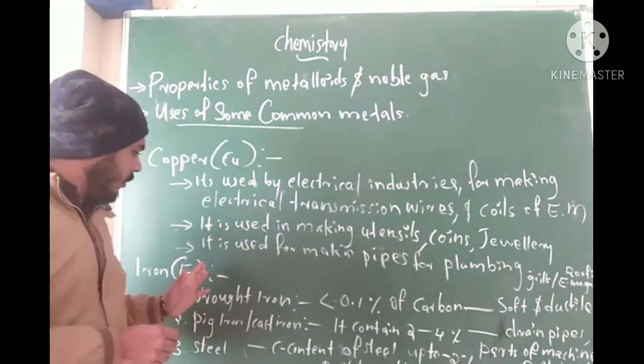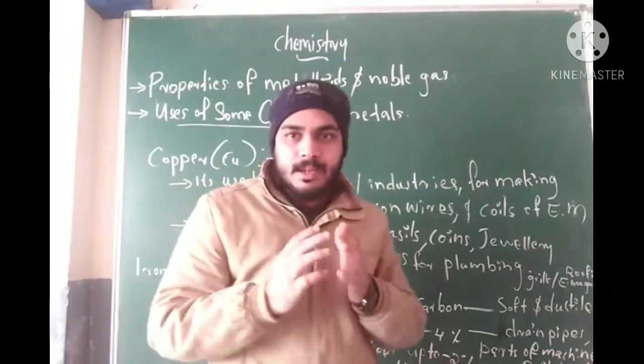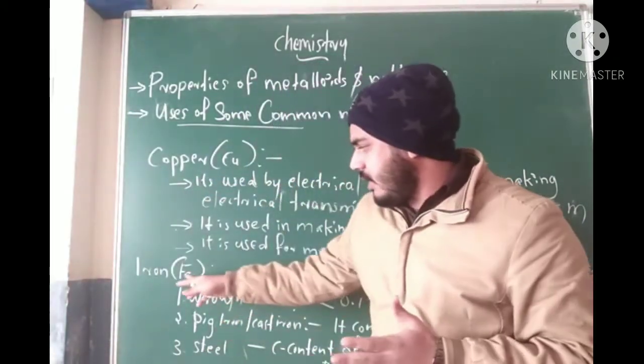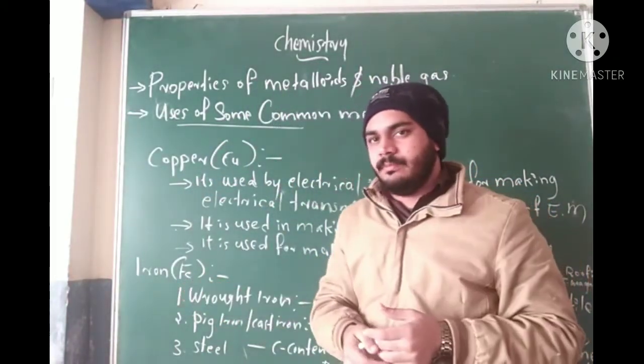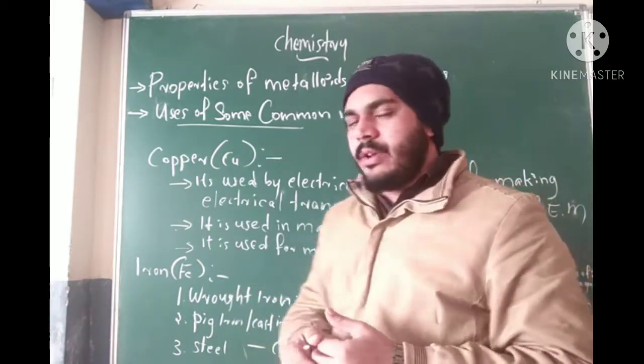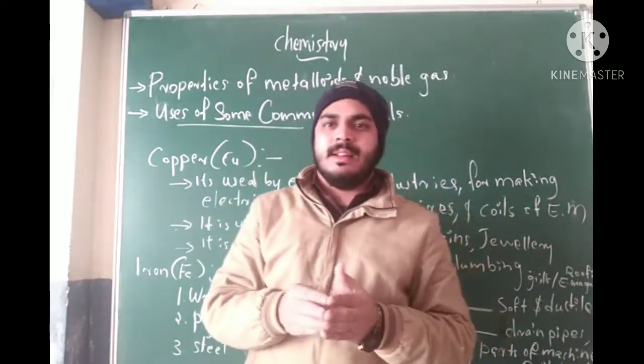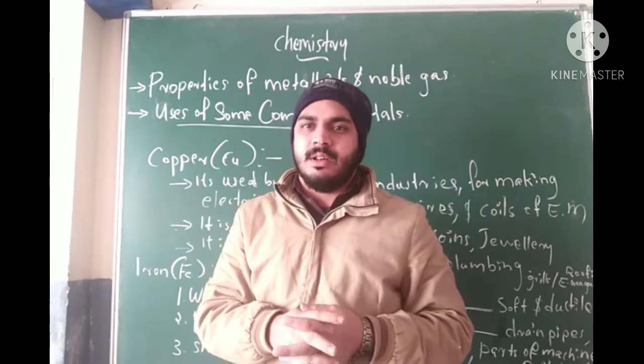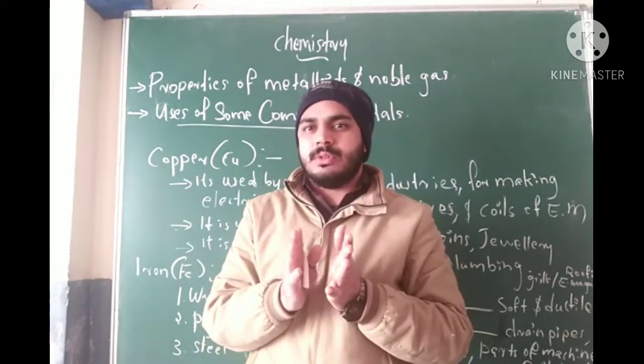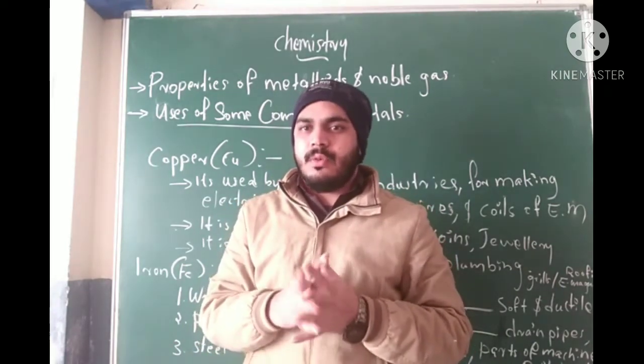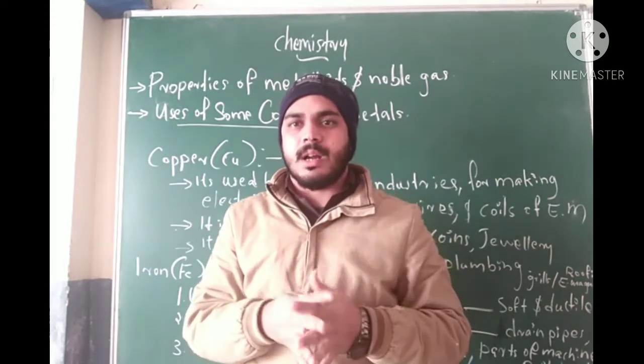Next one, iron, the second metal. What is the chemical symbol of iron? Fe. Iron is the cheapest metal in the earth's crust. There are also different types of iron according to their carbon content.